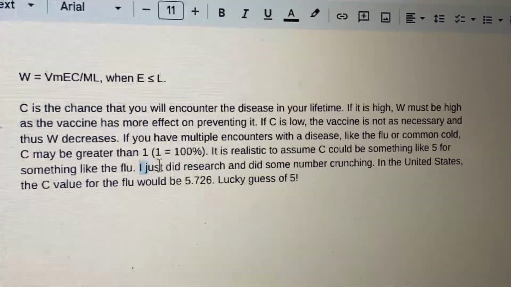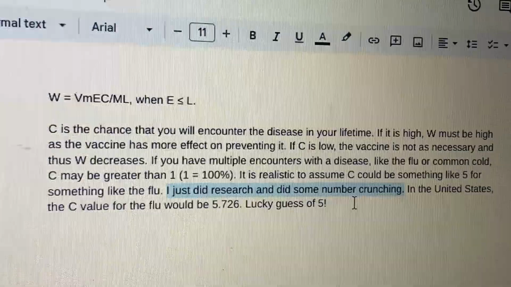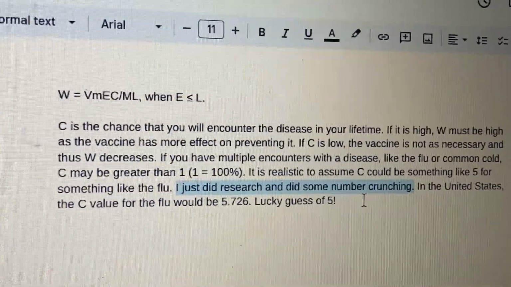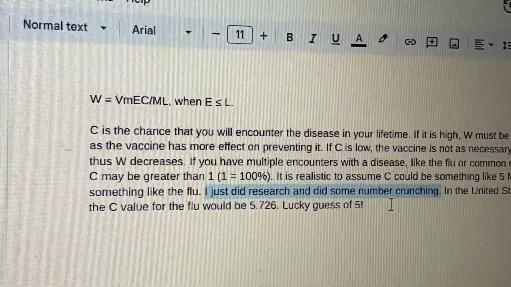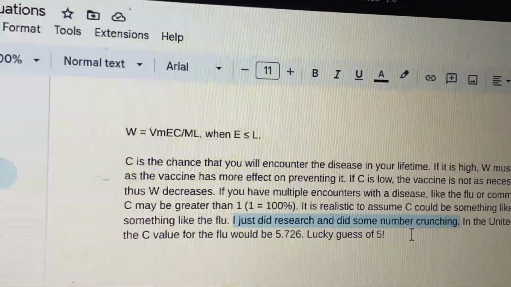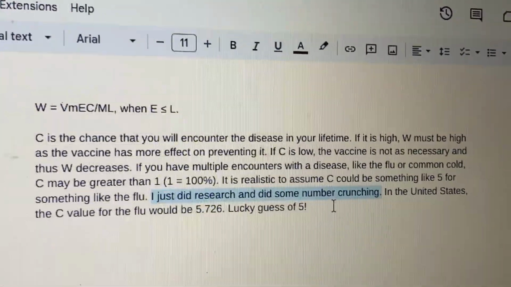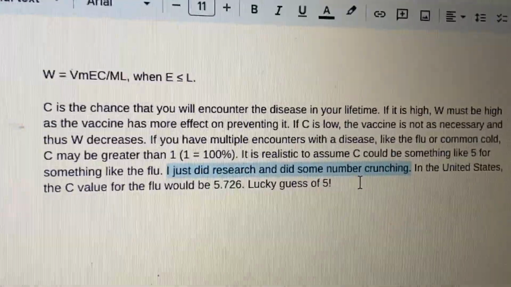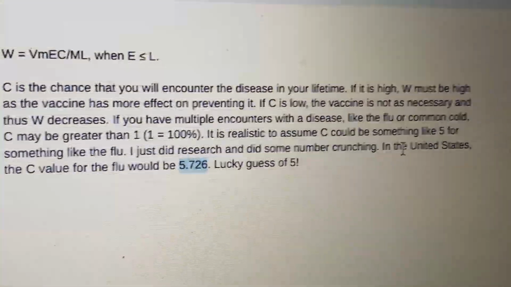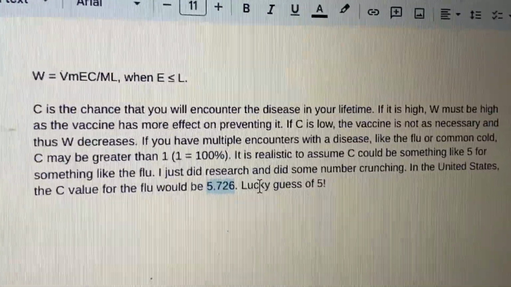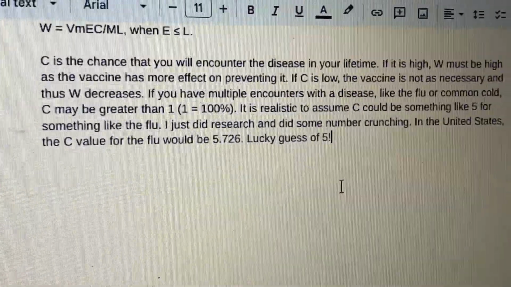And then I did some research, and I did some number crunching. I just Googled how many annual cases there are of the flu, and then I Googled what the US population is, and I divided the two. And then I multiplied by the average life expectancy for somebody in the United States. And I got a value of 5.762, which is actually shockingly close to my guess of 5. So that's the C value for the flu.